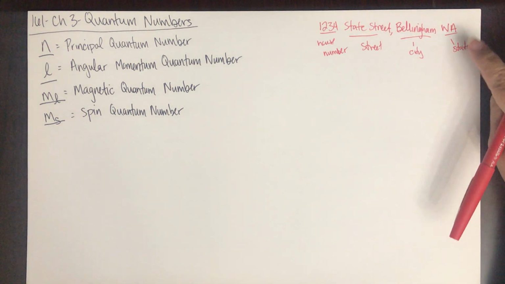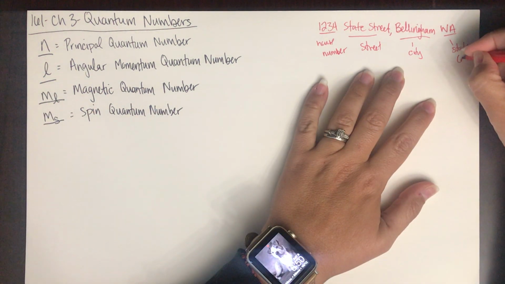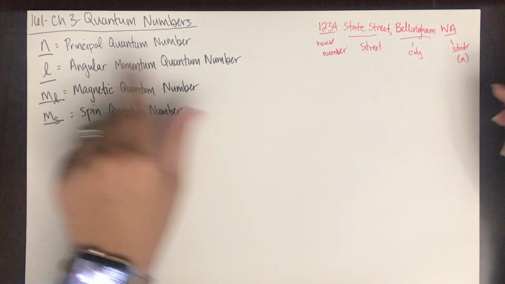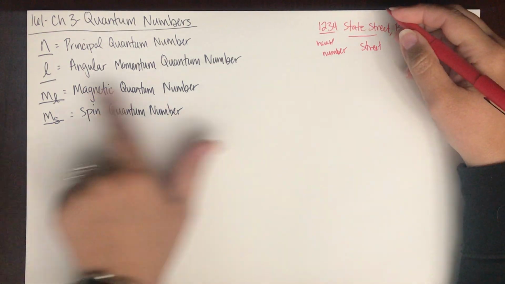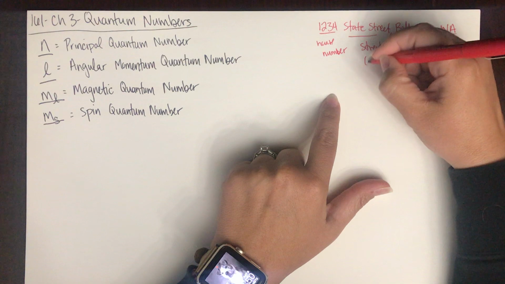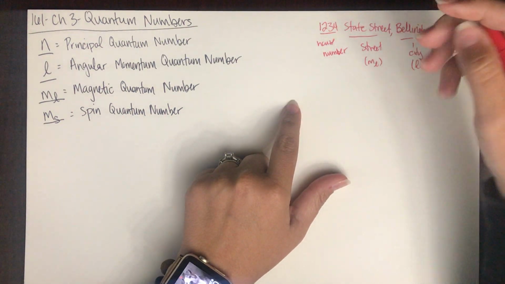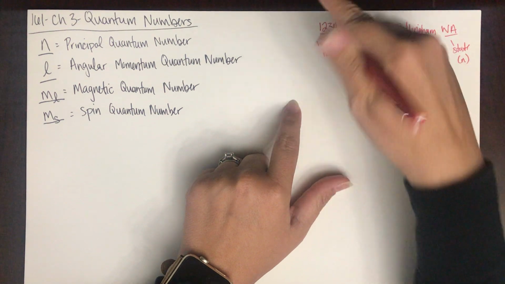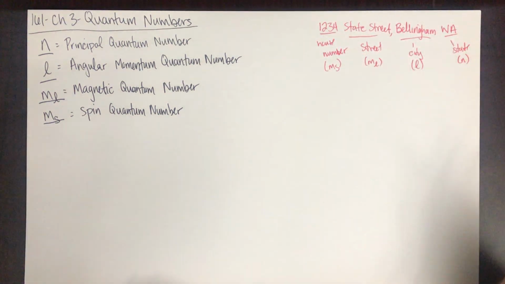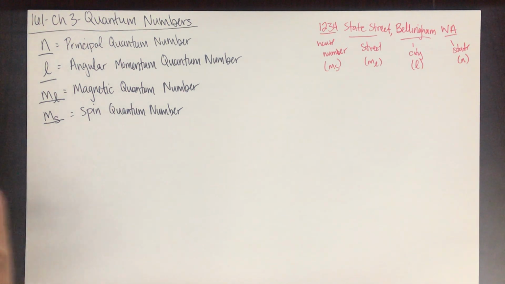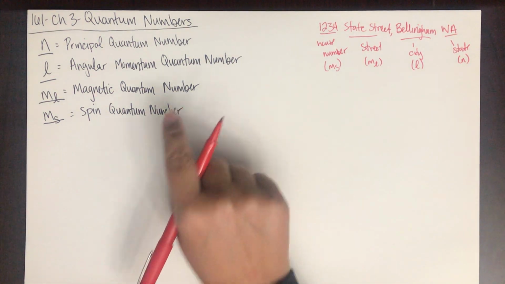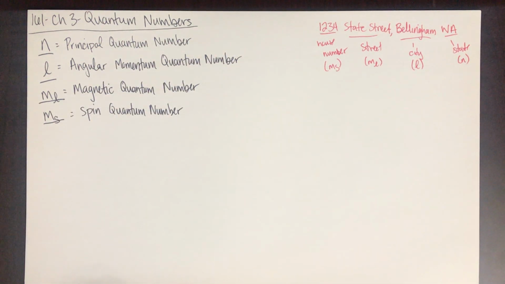Each of these pieces of information is a little more specific. Washington is the least specific. This would be like the n. And then the next most specific would be l. That would be like the city. And then the next is the magnetic, m sub l. And then the most specific would be the spin quantum number. So just like every house has its own address, and no two houses can have the same address, every electron has its own four quantum numbers.